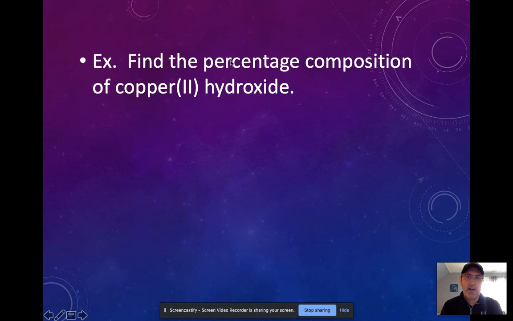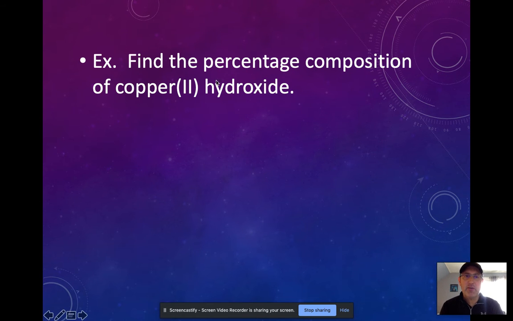This says find the percentage composition of copper 2 hydroxide. When it just says percentage composition, we will be finding the percentage of each element. When you're done, you can add up all of those percentages, and it should be very close to 100. It should actually be 100, but with rounding, sometimes it's a little bit off, but that shows you that you are correct in what you're doing.